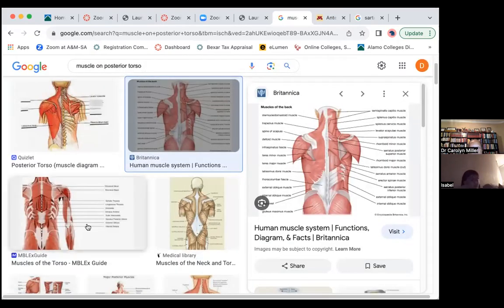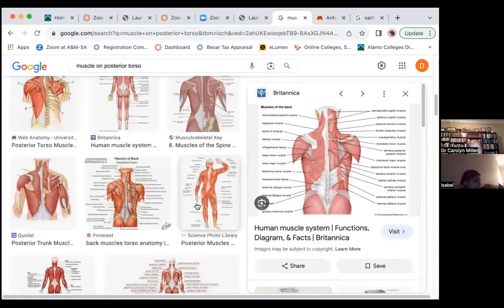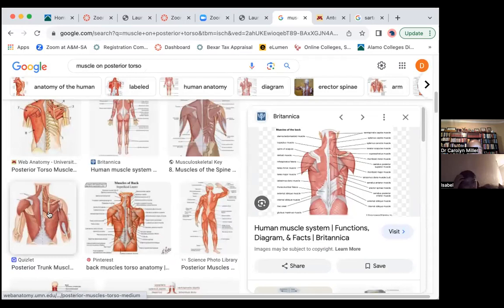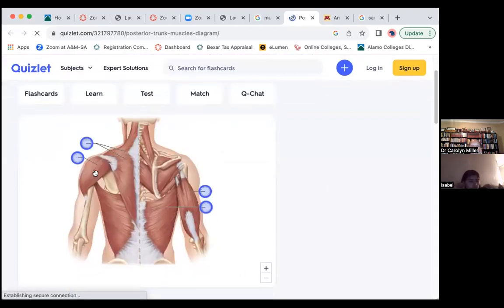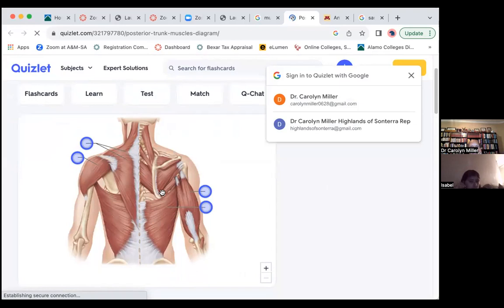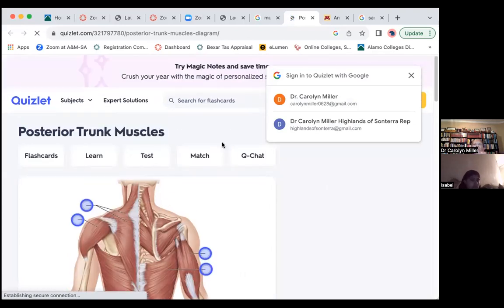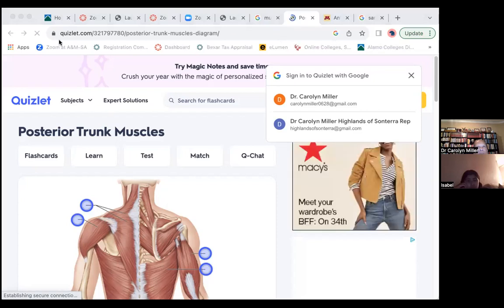But here, where is there one with numbers on it? This is good. It doesn't have enough on it. But this one is the trapezius, deltoids, my triceps, my latissimus dorsi, my rhomboids. And that's a Quizlet. And so sternocleidomastoid, serratus, pectoralis, it looks like I had pectoralis major and minor on there.